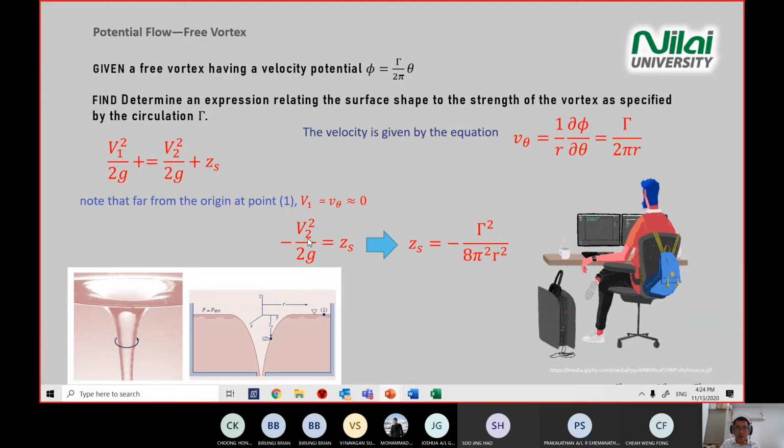Then you substitute the known values here. In the formula, the term beside V1 over 2g has a plus sign; it's a typo error, just ignore it.